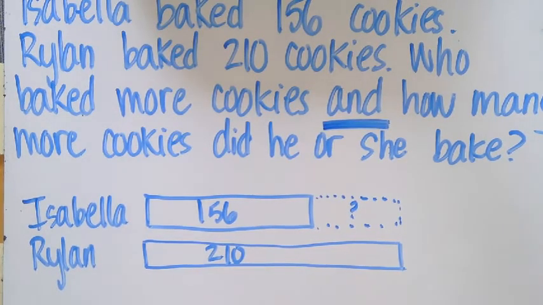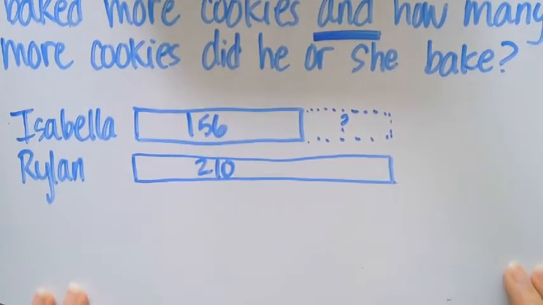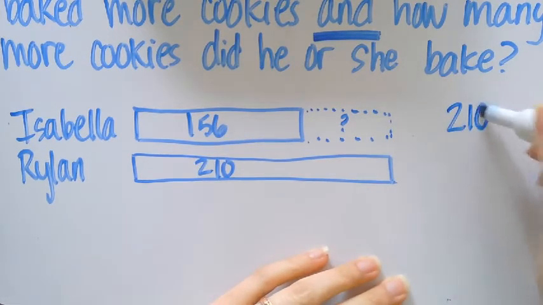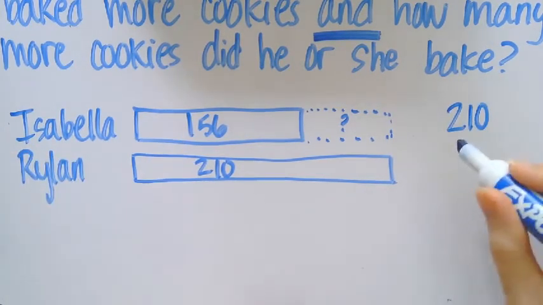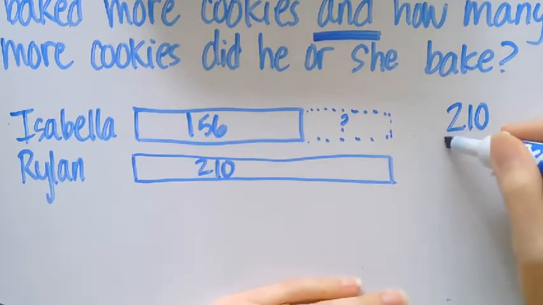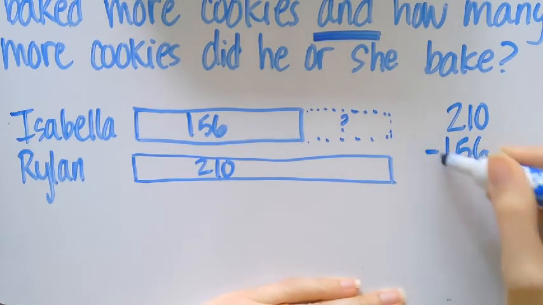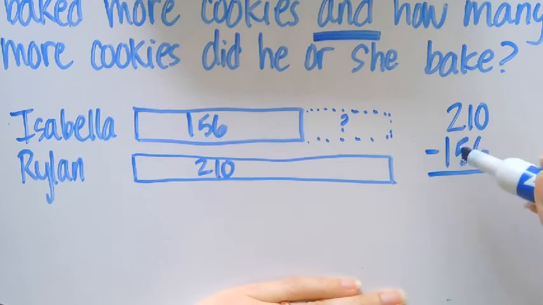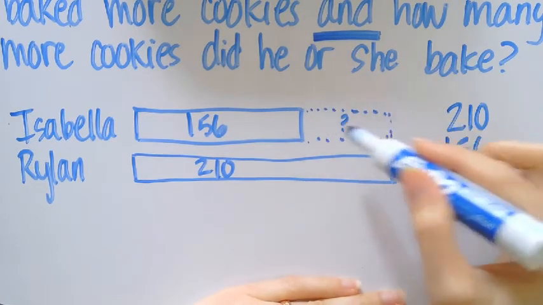So in order for Isabella to have made the same amount of cookies as Rylan, I need to know how many more she was missing. So this sets up our subtraction sentence now. So starting again, when you're subtracting with the greatest number, which of these two numbers is the greatest? Yep, 210. And then which number do we have to put underneath? 156. All right. So setting up this subtraction problem tells us what this missing piece would be.